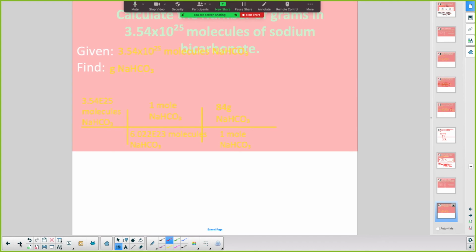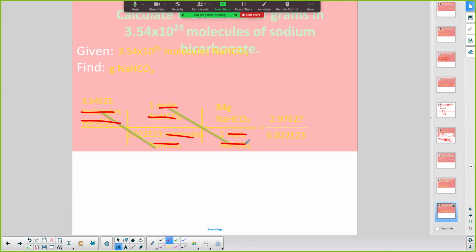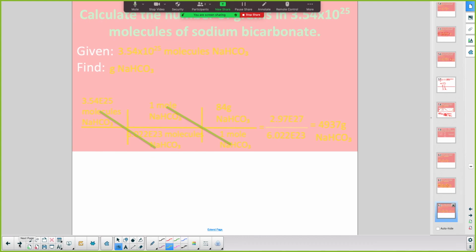All right? Here's your units canceling out, molecules, molecules, mole, and mole, and you're left with grams, because that's what I'm solving for. So multiply across the top. So that means all the numbers on the top, 3.5 times 1 times 84, 3.5 E25. Multiply those together, and you should get this top number. Multiply the bottom together. Well, it's just times 1, so you should get this bottom number. All right? And then divide, and you have your final answer.